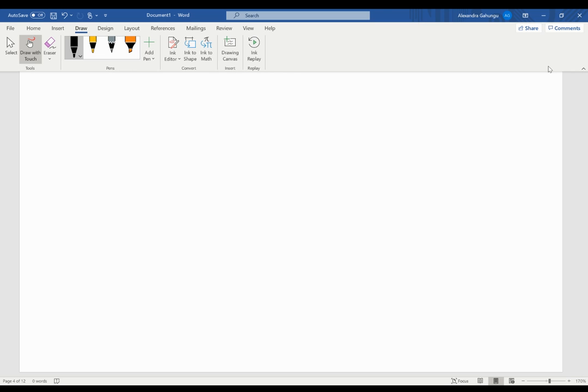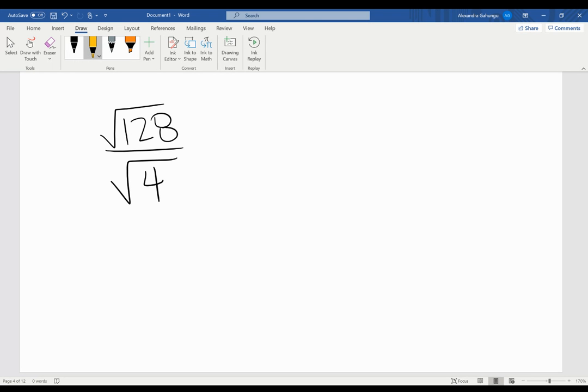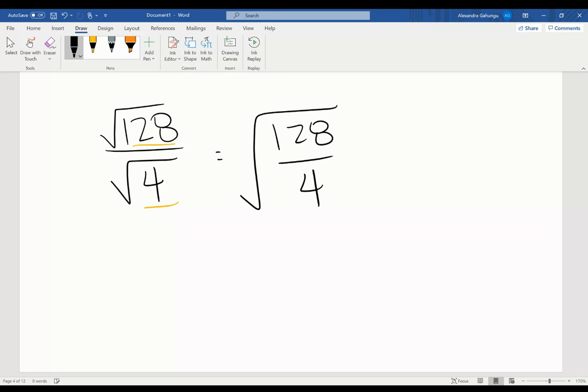Okay, continue with multiplying and dividing radical expressions. If you see something like this where we are dividing, we compare numbers that are both inside and outside the radical. So they're both inside numbers, so they can be simplified together. We can also see it as one big radical over here, and you divide first and then see what you're left with.